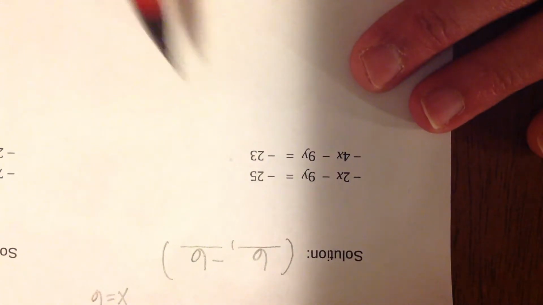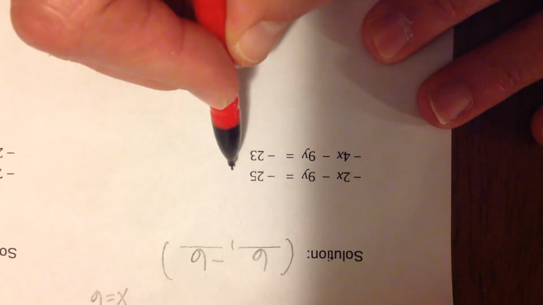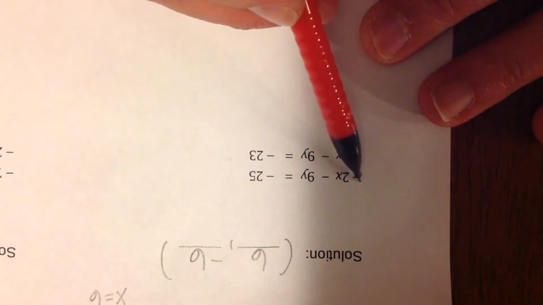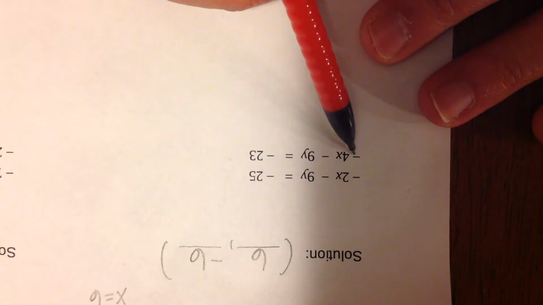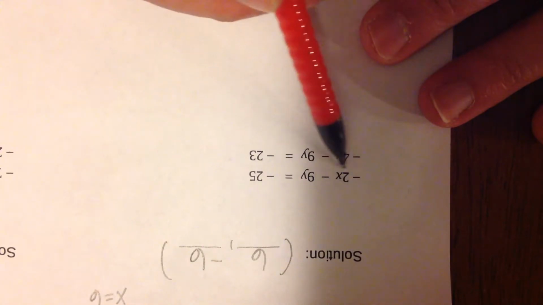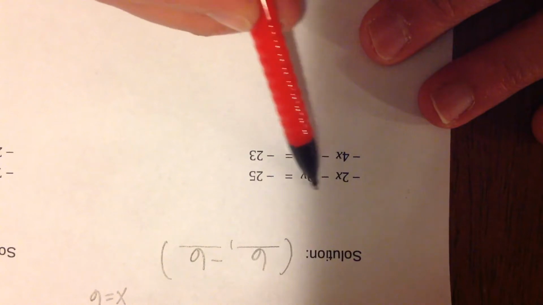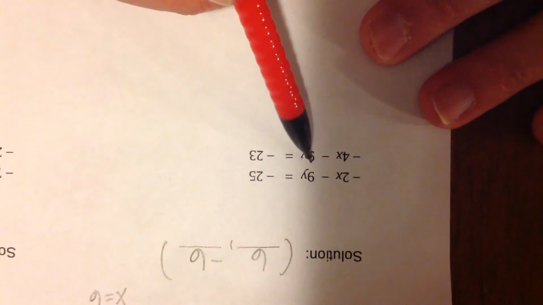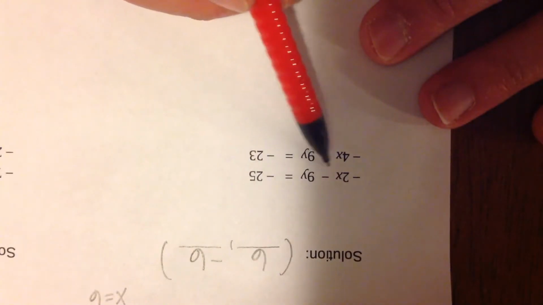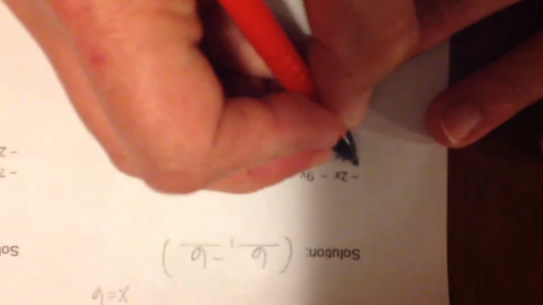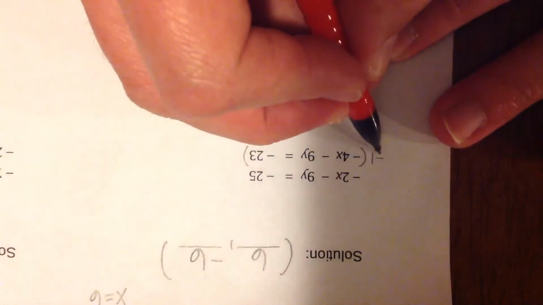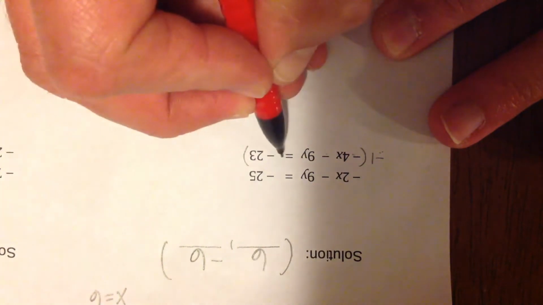So what we need to do, like I said earlier, is make opposites. What can I do to make one of these the opposite of each other? Since this is a -4x, I could make this into a positive 4x. Or since this is a -9y, I can make this into a positive 9y. The easiest thing to do, to make a negative into a positive, is multiply by -1. So if I multiply this entire thing by -1, I'm going to multiply each item by -1.